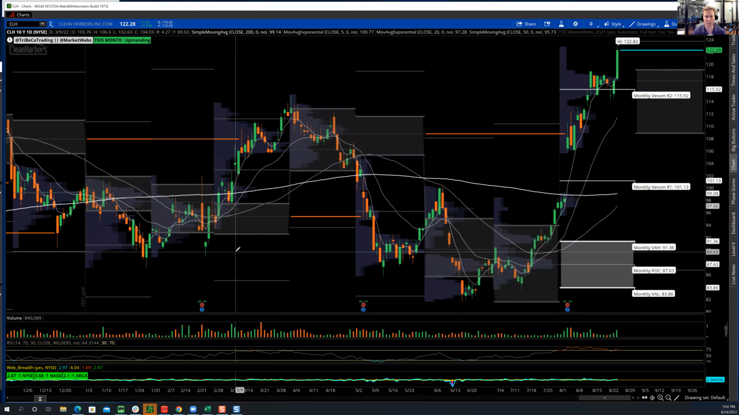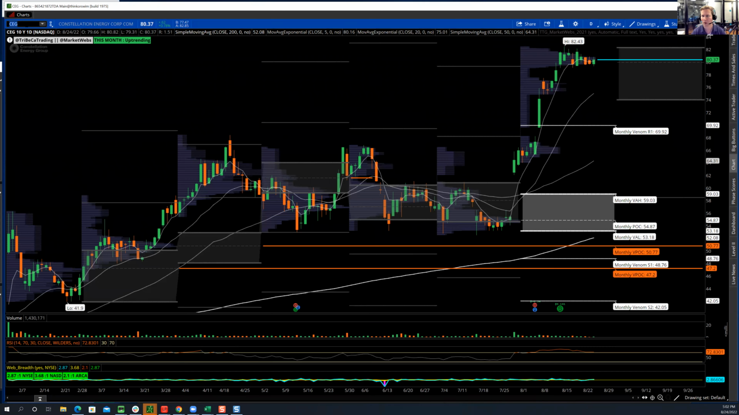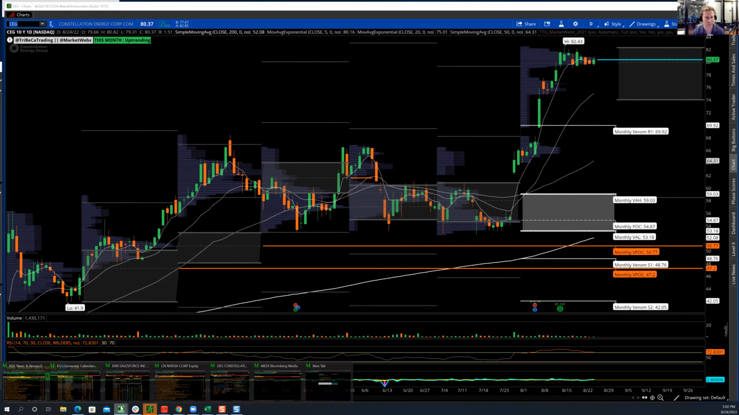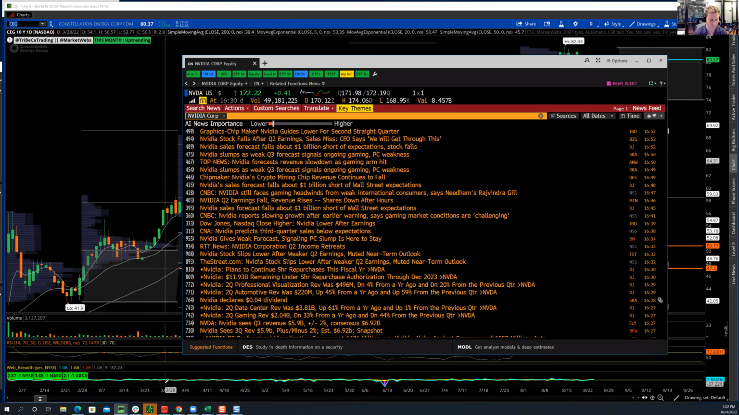We talked about this probably towards the end of last week, that many of the names that had good earnings got a little bit ahead of themselves. They needed to put in that consolidation. Another name that I'm watching in this group is CEG. It's also up considerably, but the market really seems to like these companies right now.